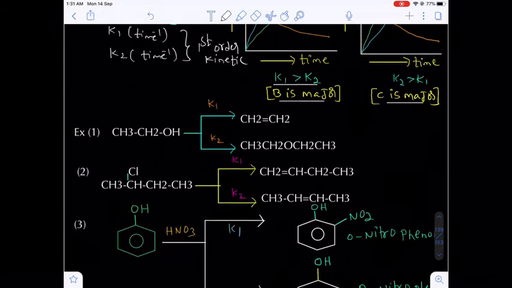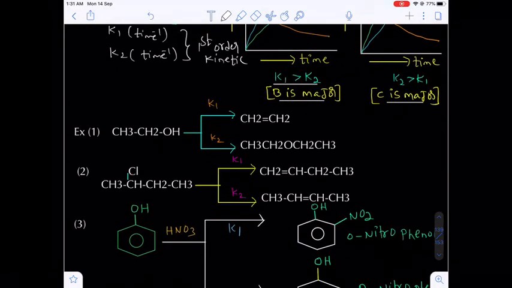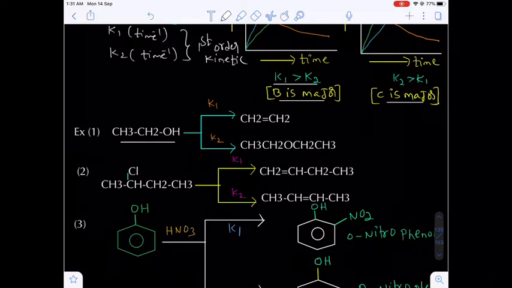Now there are common examples in organic chemistry. Let's suppose ethyl alcohol: the dehydration of alcohol to give alkene or ether. Here there are two different pathways. In the first path the rate constant is K1, and in the second path the rate constant is K2. This is called a parallel reaction.